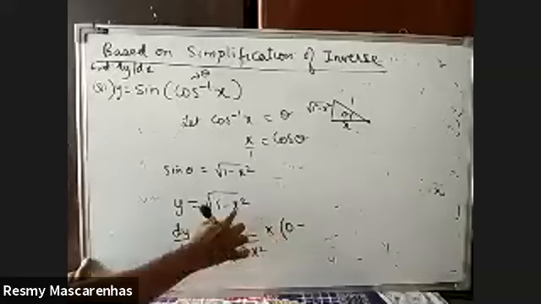The derivative of root of something is 1 upon 2 root something into the derivative of what is inside the bracket. And then what will happen? 2 and 2 will cancel. So the answer is minus x upon root of 1 minus x square.